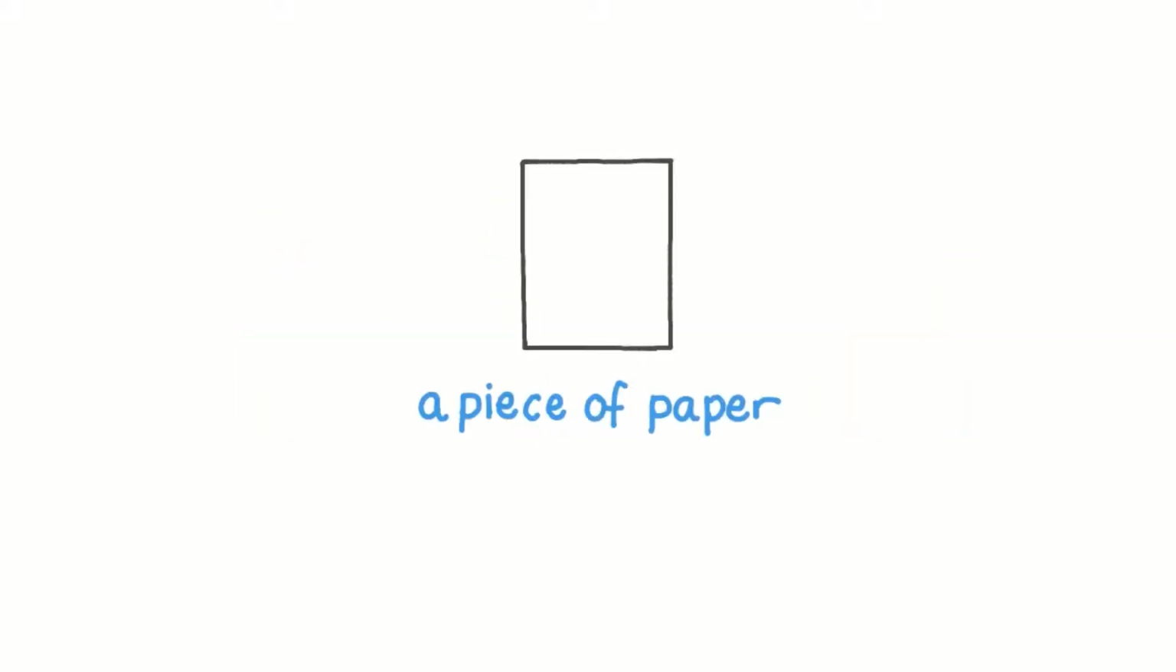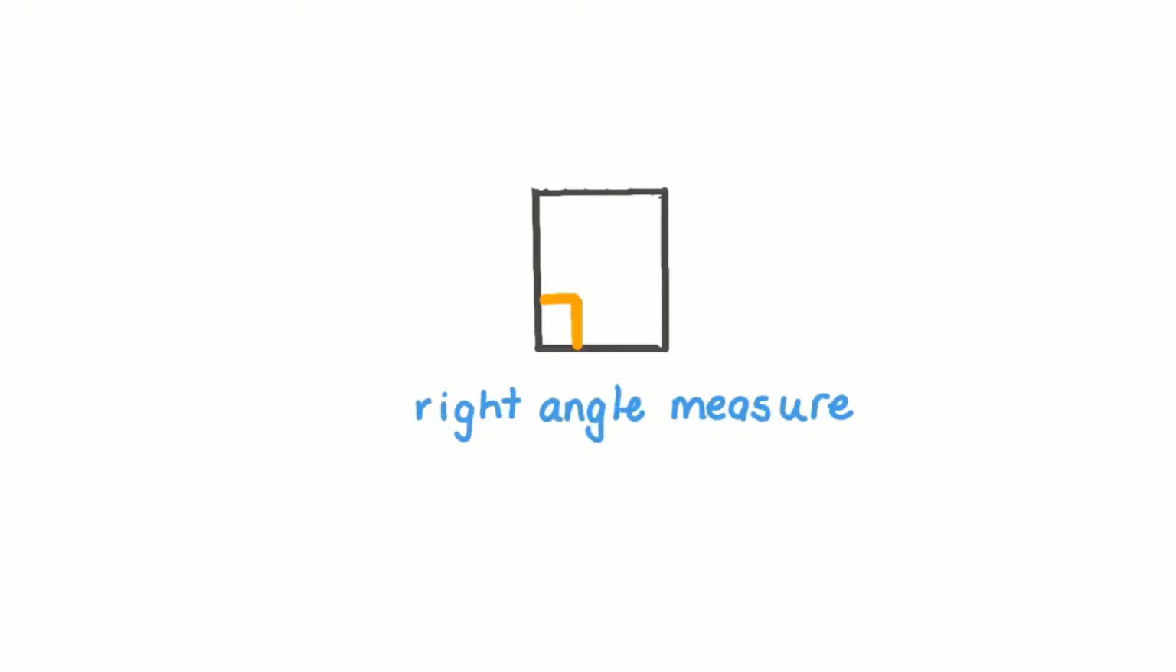We can tell if an angle is acute or obtuse by comparing it to a right angle. We can make our own right angle corner using a piece of paper. And we can use this to check if an angle is less than or greater than a right angle. First, we need to fold the piece of paper in half and then fold it in half again. We've made a right angle measure.